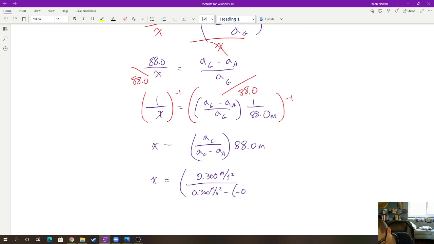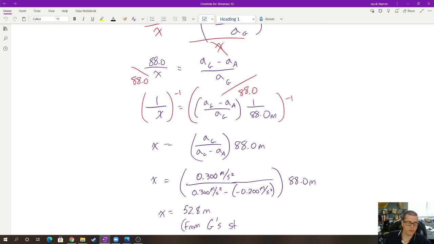At this point, you just plug it in your calculator. Be really careful with your order of operations here. If you're not careful, you're going to end up getting the wrong answer. So either do it in pieces, or be really clever with how you use parentheses on your calculator. I ended up getting 52.8 meters. And remember, this is based from George's starting point, where he started at x equals 0 meters. Put a box around it, and that's finally done.